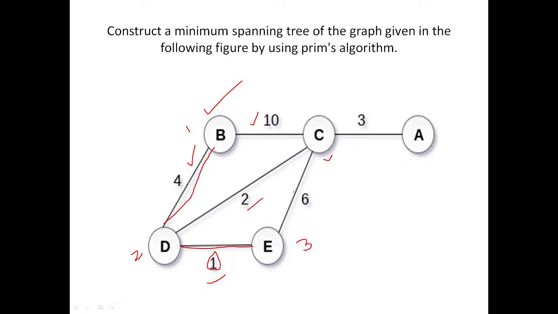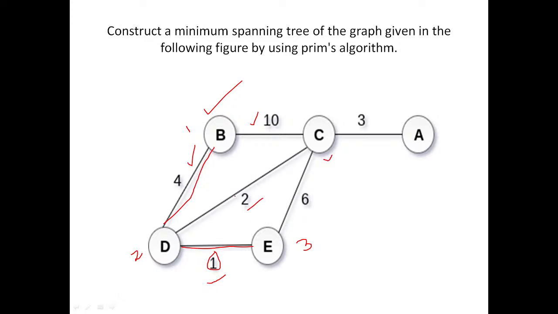E has only one unvisited edge, that is EC. But C can be explored by B already, or D or E. So, we have to take all the possibilities of exploring C and take the minimum one. So, for that what we have to do? Keep track of all the visited edges, edge weights.